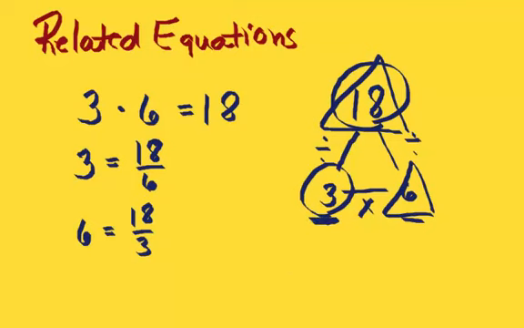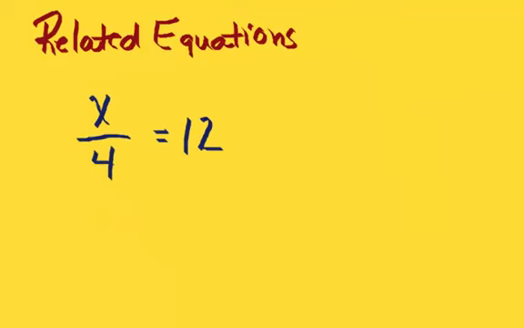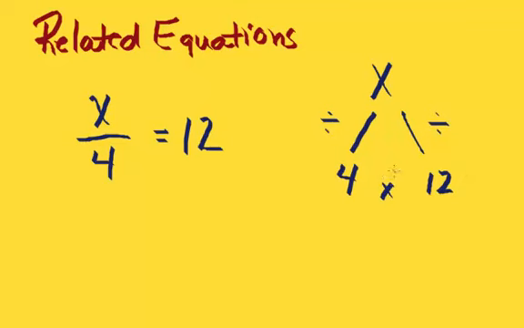Let's try it with a variable equation. Okay, here we have x divided by 4 is equal to 12. We want to write our related equations. So let's set up our triangle. We have x divided by 4 is going to give us 12. So we're going to put x at the top this time. It's the one doing the dividing. x divided by 4 gives us 12. x divided by 12 would give us 4. And then we do multiplication at the bottom of our triangle. So 4 times 12 would give us x.